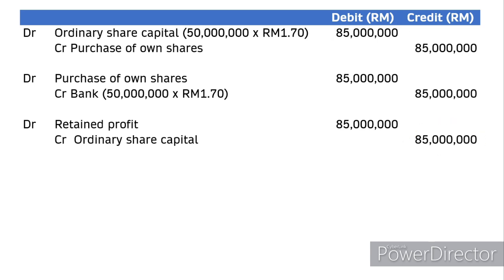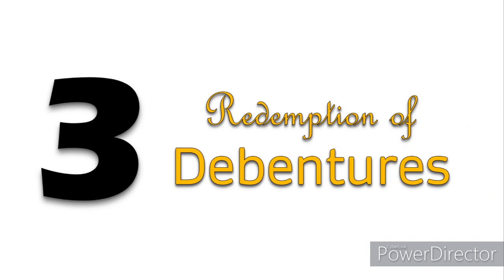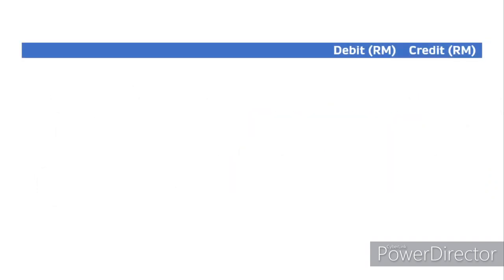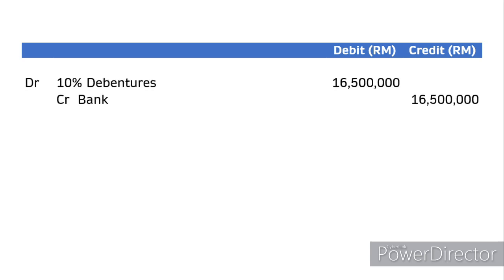Okay, now let's continue with the third one, redemption of debentures. This one is pretty simple. So you have to reverse the transaction before this. When we issued debentures, debit bank, credit debentures. So now we will debit debentures, credit bank.